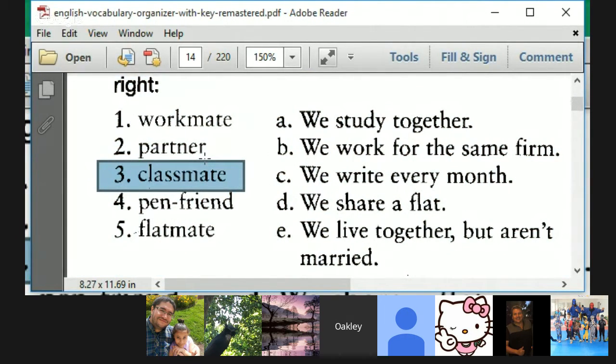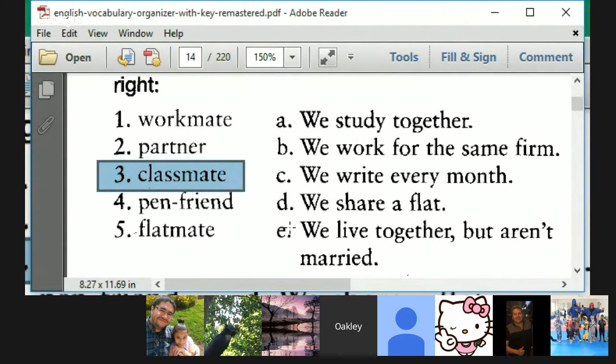Carla, number 3. Classmate. Carla? Yes. Hi there. Okay. Classmate is we study together. That's correct. Do you still stay in touch with classmates? Yes, on Saturdays I study English. Oh yeah? Okay. You guys are all in this class together. You're classmates.